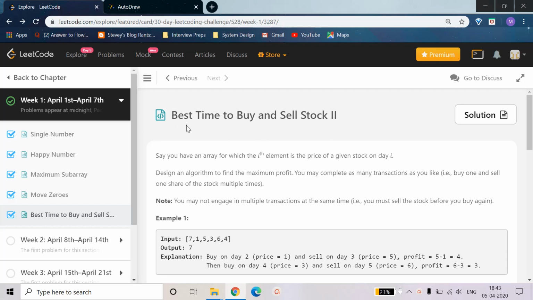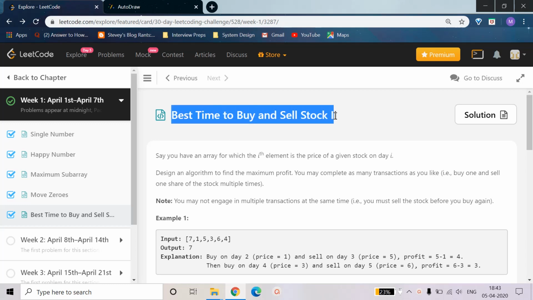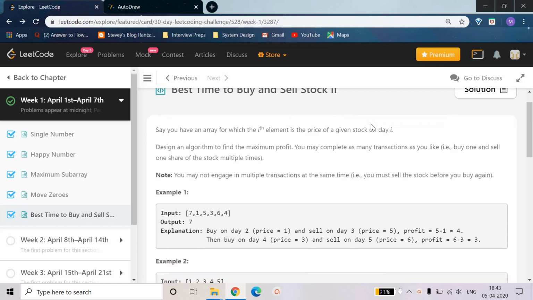So today we are solving the 50 problem. The problem is best time to buy and sell stock. So let's see what the problem statement says.